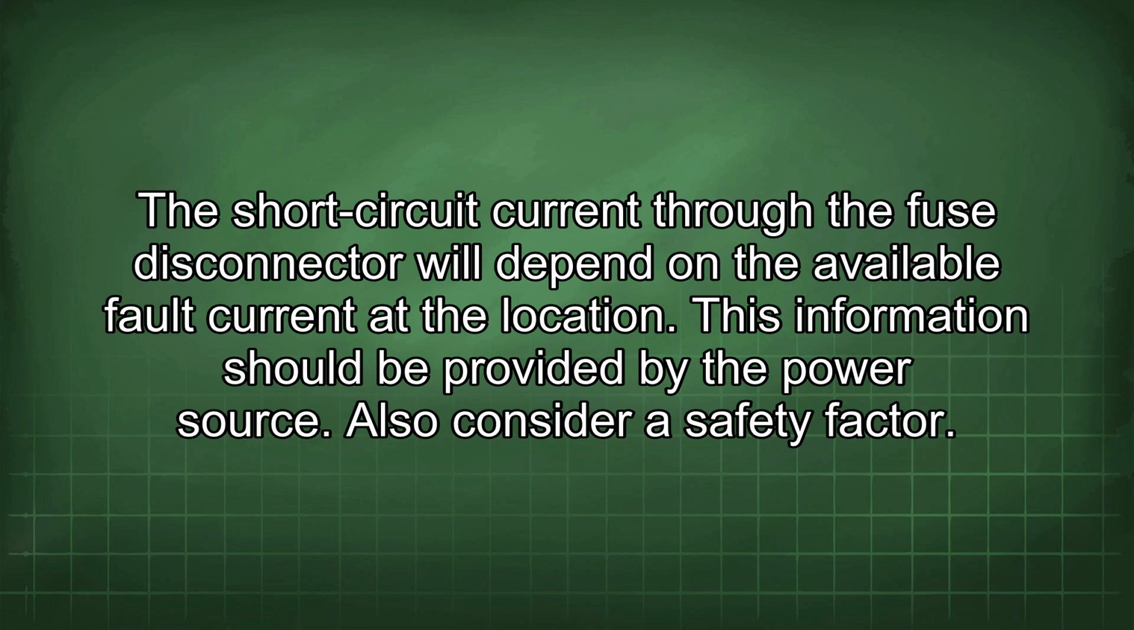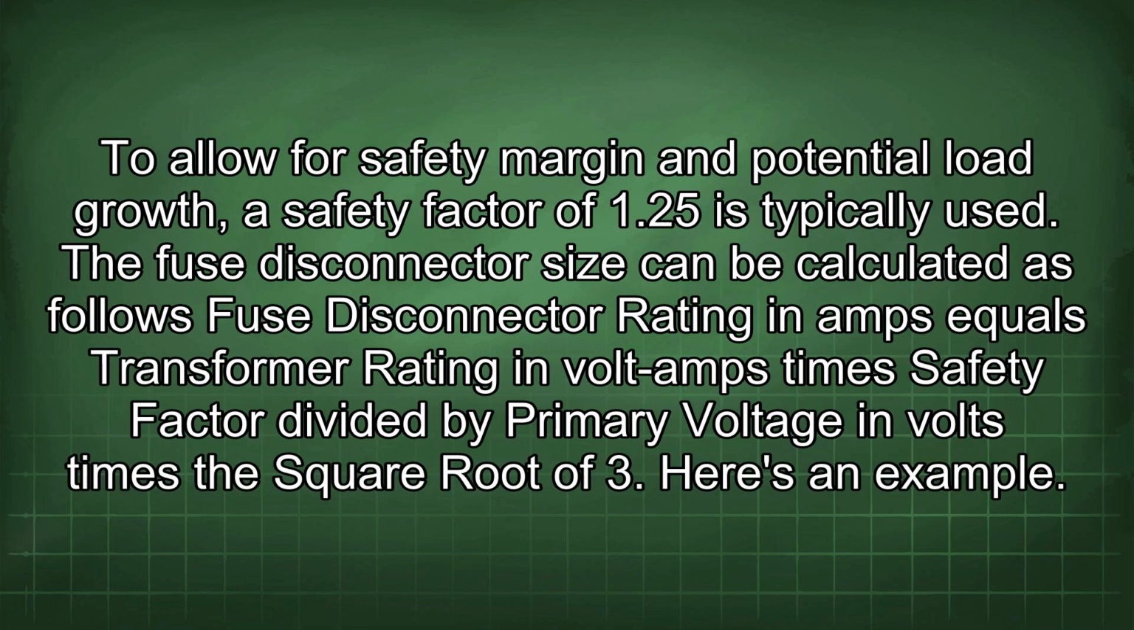Also consider a safety factor. To allow for safety margin and potential load growth, a safety factor of 1.25 is typically used. The fuse disconnector size can be calculated as follows: fuse disconnector rating in amps equals transformer rating in volt amps times safety factor divided by primary voltage in volts times the square root of 3.